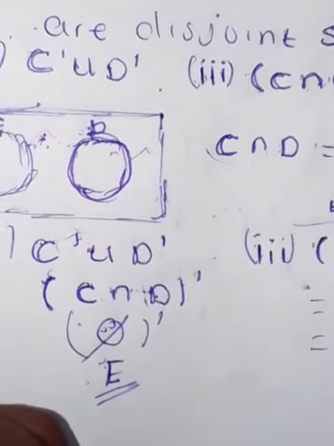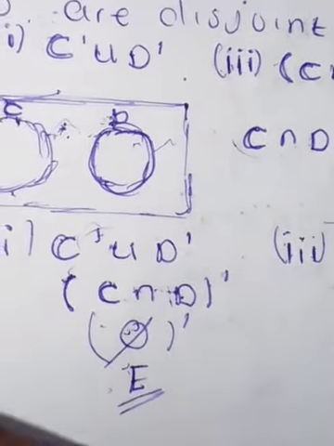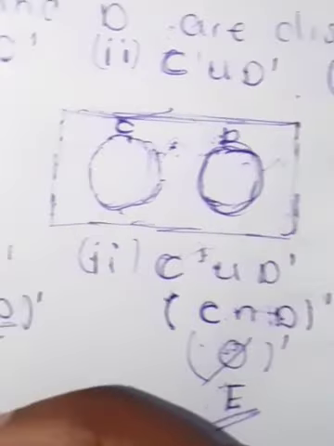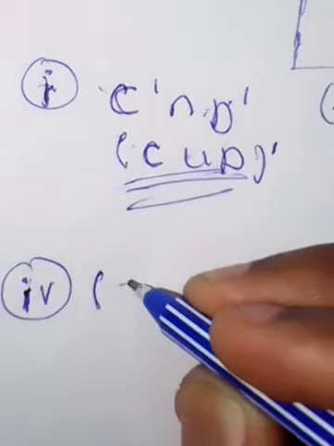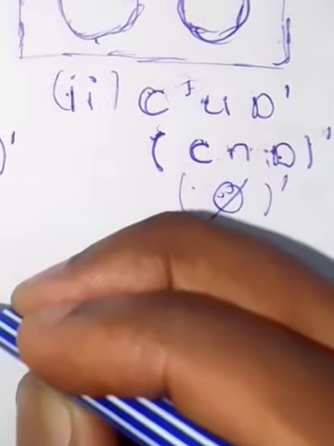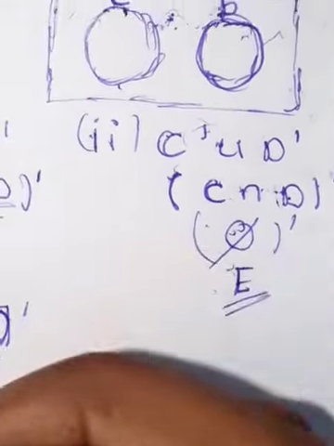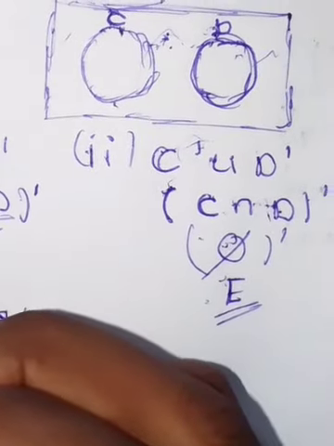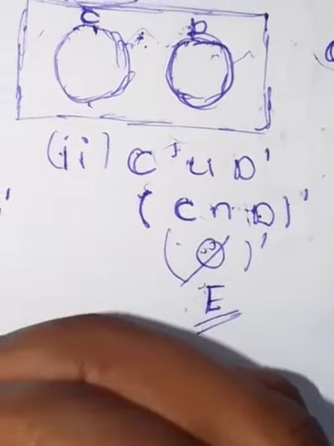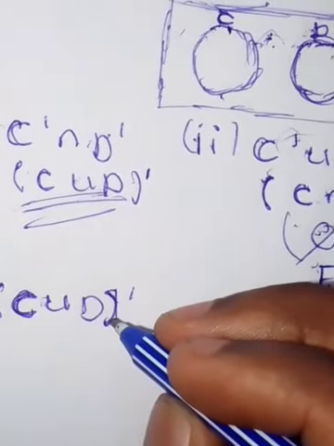Question 4, which is saying that C united with D complement. When we unite, I mean the union of C and D complement.